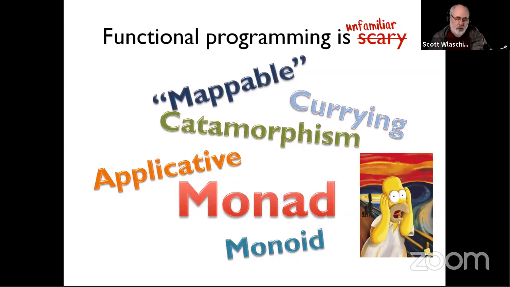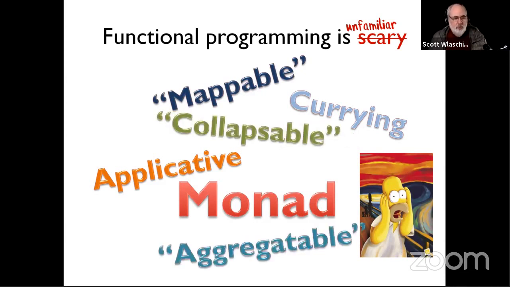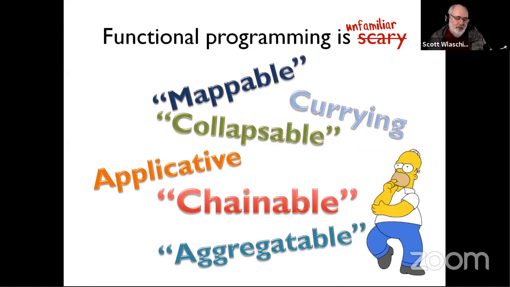Especially if you called things mappables or collapsibles or aggregatables or chainables, if we used words which weren't so mathematical, it would be a lot less scary. And I think that's one of the problems with functional programming in general. But anyway, the words are what they are, but I will try and explain them and demystify them in this talk. So even if you don't understand what they all do, because that takes a bit of practice, at least they won't be so scary.